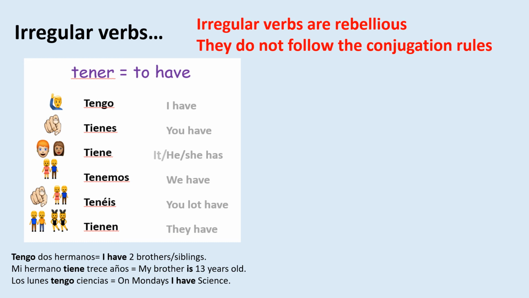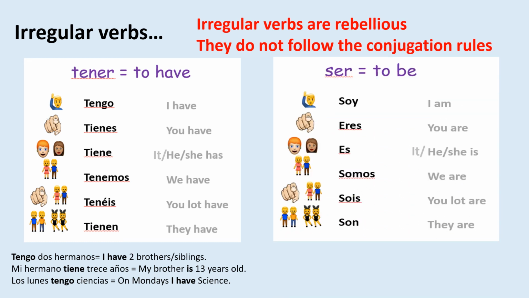You are also familiar with another irregular verb, ser, which means to be. Soy means I am, eres means you are, es means it, he, or she is, somos means we are, sois means you lot or you plural are, and son means they are. So we have seen ser when talking about nationalities. For example, soy inglés, no soy español. I am English, I am not Spanish.